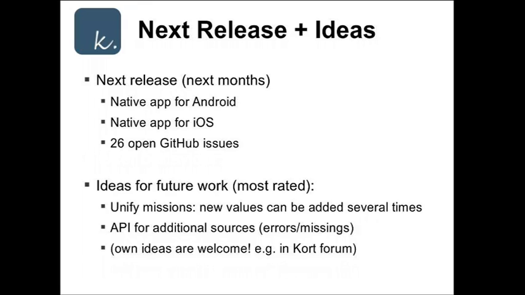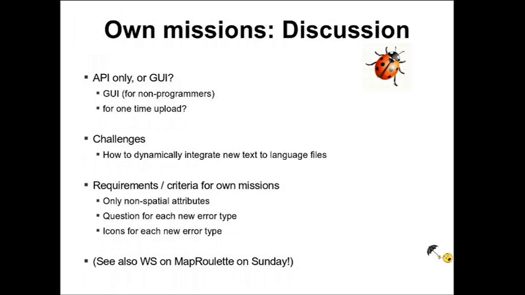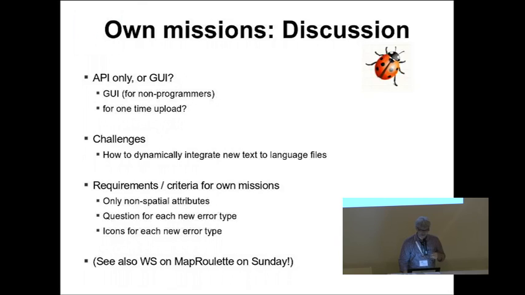We want to unify missions so that we don't make a distinction between entering a mission or validating. So you can enter several times the same mission. And the other thing is, like in the title, we are thinking about an API to add own errors or missions. And this is the main thing I wanted to discuss afterwards, probably. So we are thinking that's some months away. We can release this one.